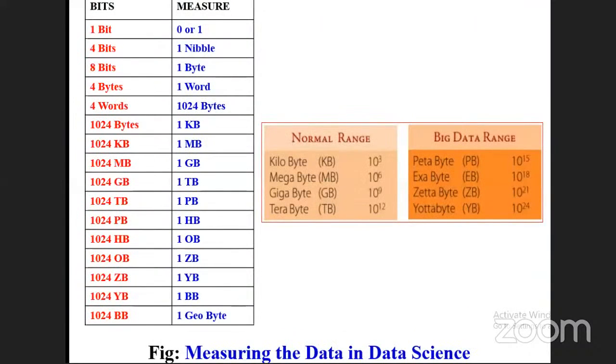Then how do we measure computer information? Computer understands only ones and zeros. 1 bit is equal to 0 or 1. 4 bits is equal to 1 nibble. 8 bits is equal to 1 byte. 4 bytes is equal to 1 word. 1024 bytes, then kilobytes, megabytes, gigabytes, terabytes, petabytes, exabytes, zettabytes, yottabytes.